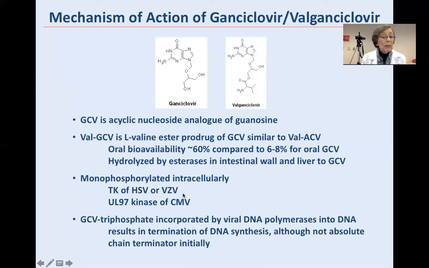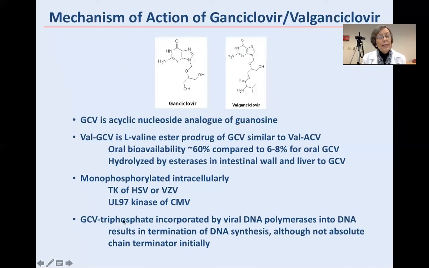Those of us who were working with CMV back in the late 80s were looking for a TK in CMV, couldn't find one. Turns out there isn't one. So there's the unusual case of a viral protein kinase that is fortuitously able to phosphorylate ganciclovir. So TK is a nucleic acid kinase, whereas UL97 is a protein kinase. We did not predict that.